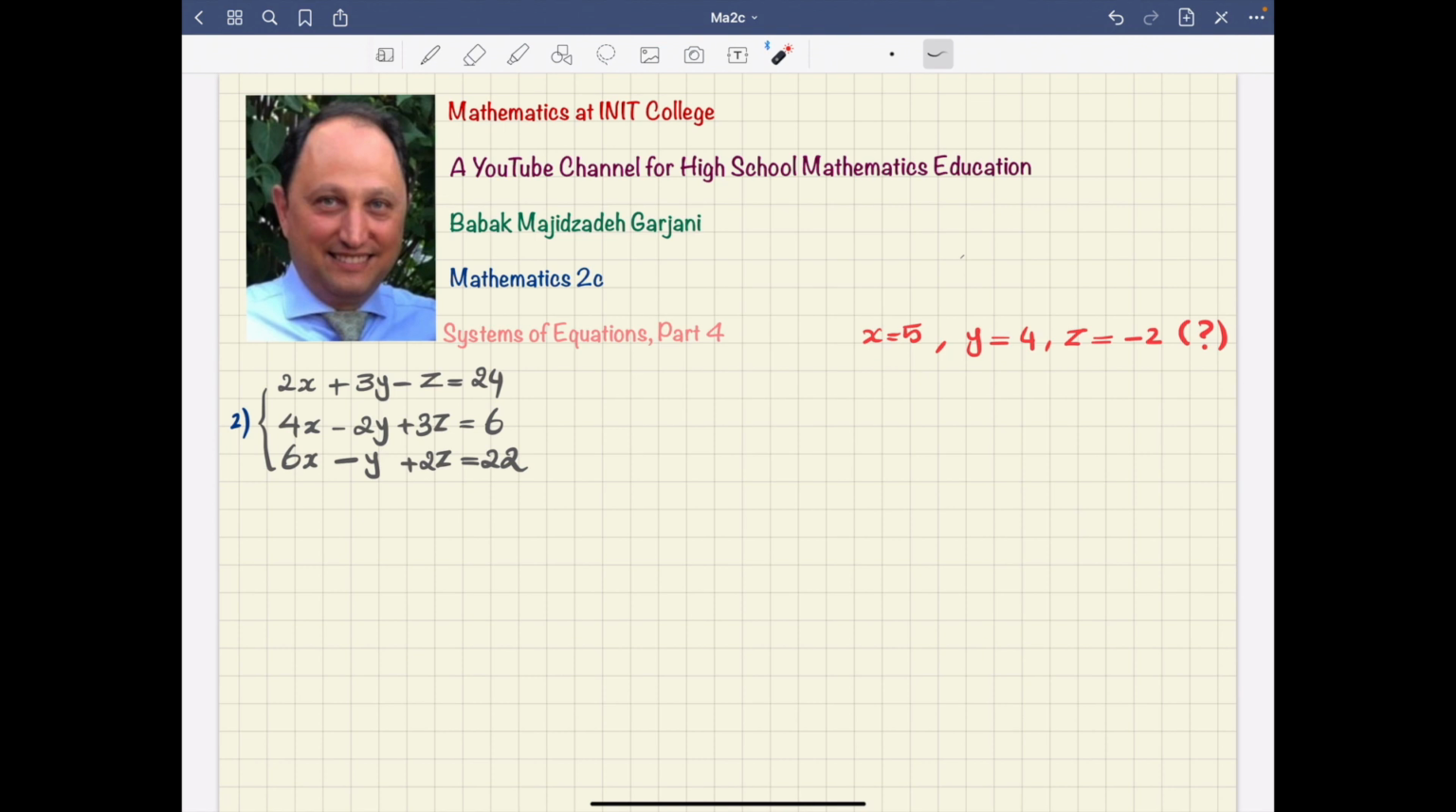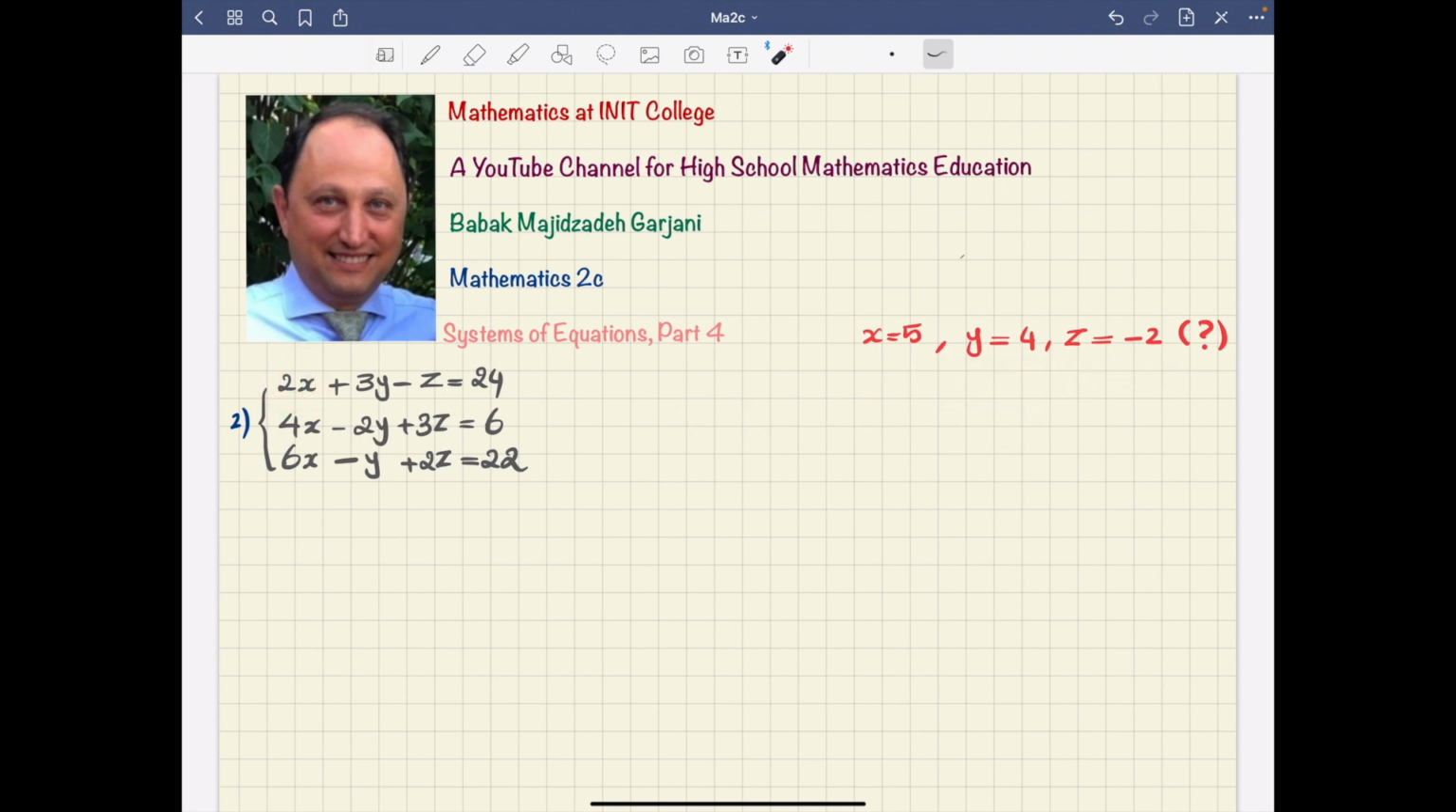Okay, so if the equality holds up in the first one, let us check. I put 5, 4, and minus 2, proposed by Kajal, in the first equation. Let us see what happens. 2x becomes 10, 3y becomes 12, minus z becomes positive 2. So when I add them, it becomes 24, which is correct. But is it enough? I guess not, but I have to check it against the other equations as well. If it is successful in all of these three equations, then we accept that this is the correct answer to this problem.